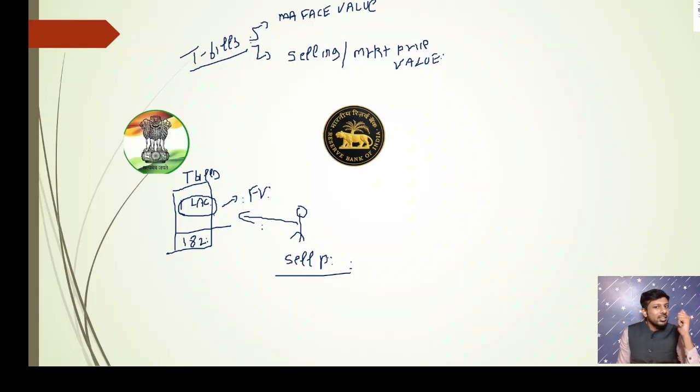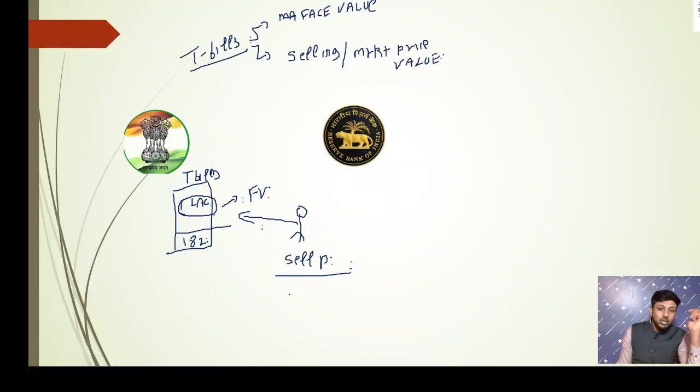And what will be the selling price? The selling price is not mentioned in the treasury bill. Correct, only the face value is mentioned. The selling price is decided based on the demand for this instrument. Based on the demand for these treasury bills, the selling price might change.